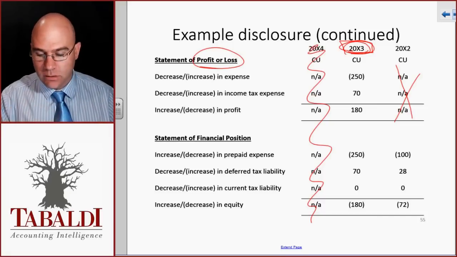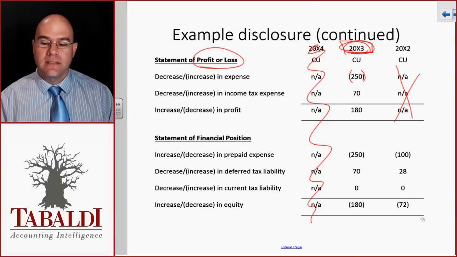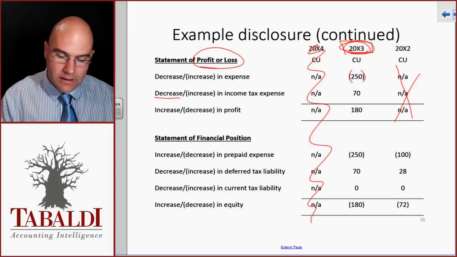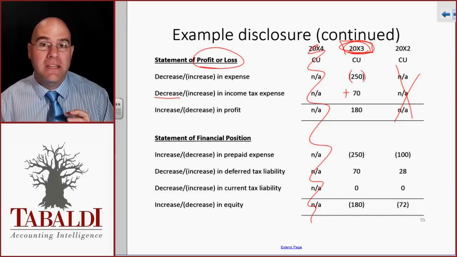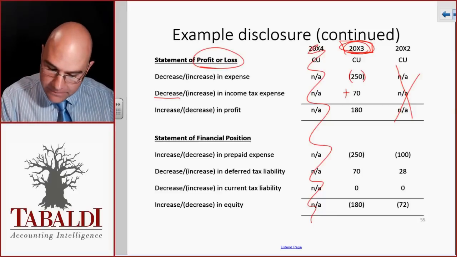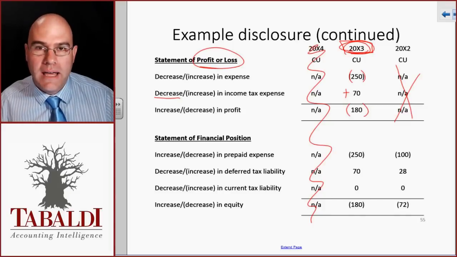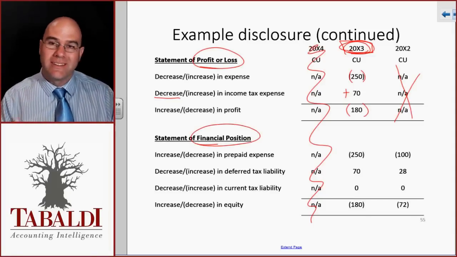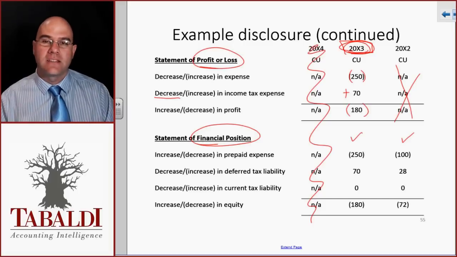So a decrease or increase in expense, well, we increased the expense, which is a decrease in net profit. We then decreased the income tax expense. If you decrease the income tax expense, you make the profit bigger, so it's a positive. The net effect, ladies and gentlemen, is a decrease of 180 net profit. Okay, then the statement of financial position. Here, you do need to do both the 20x2 as well as the 20x3 year.